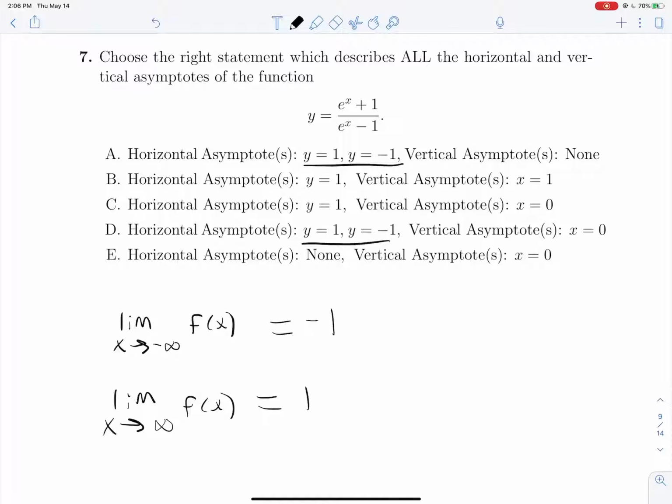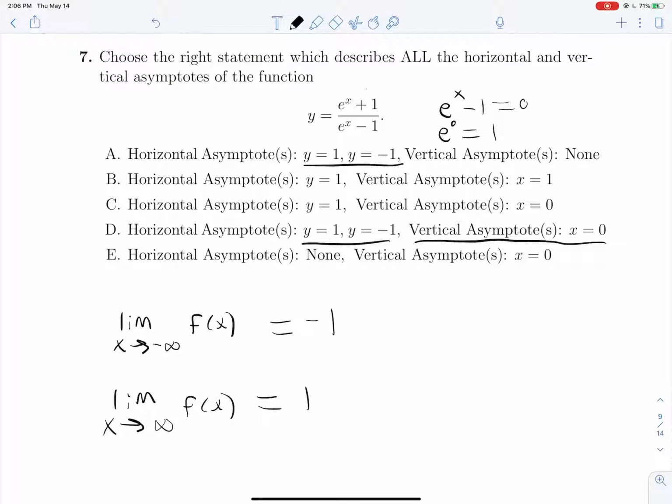What about vertical asymptotes? Well, a vertical asymptote will occur when our denominator is equal to 0. And when will that happen? Well, we can set e to the x minus 1 equal to 0, e to the x is equal to 1. When is this true? Well, that's true when x is equal to 0. E to the 0 will give us 1. And there's our vertical asymptote at x is equal to 0.